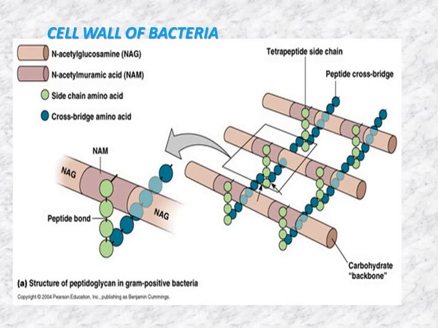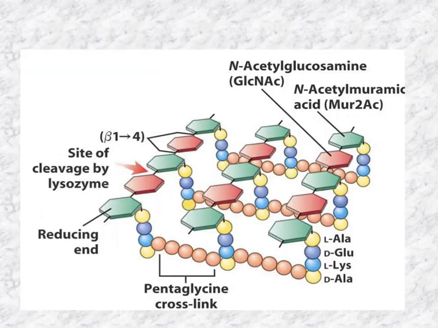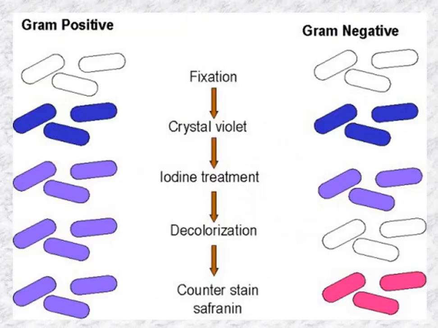This is a figure that shows peptidoglycan. You can see that this is a large molecule that makes the cell wall of both gram-positive and gram-negative, but in case of gram-negative, this peptidoglycan is covered by another layer which is made up of lipopolysaccharides or lipoproteins. This is another figure that shows peptidoglycan. And this figure shows the difference between gram-positive and gram-negative.